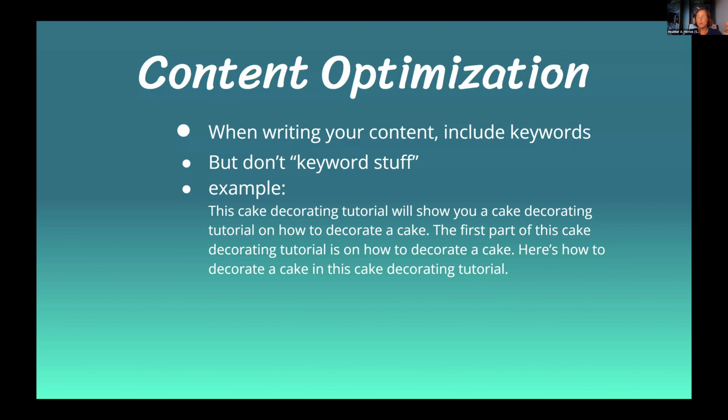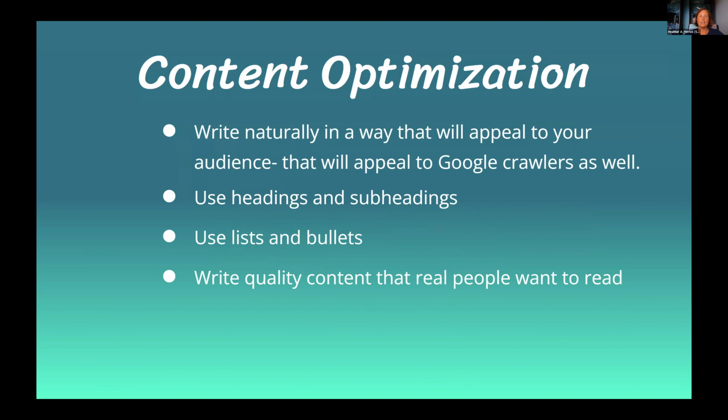So if you write like that, one, your audience isn't going to like it. And two, Google isn't going to like it either. So again, these two go hand in hand and work together. When you're writing content, write naturally in a way that appeals to your audience, and that will appeal to Google as well. And that's important. So when you are writing, or when your clients are writing something, help them to write naturally so it sounds like them and attracts the right people to their business.